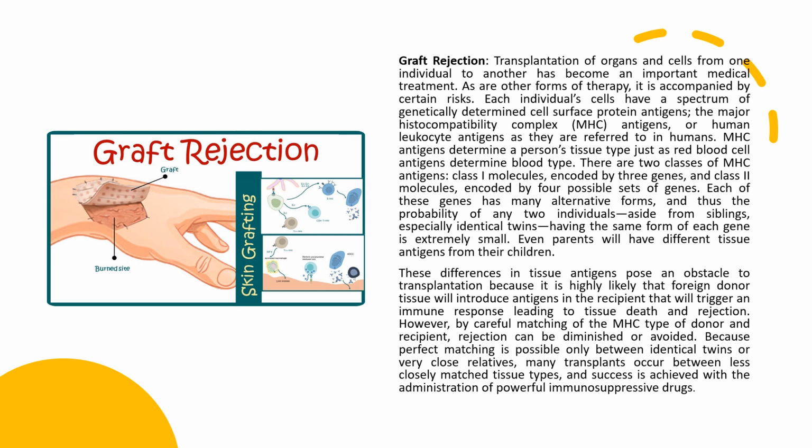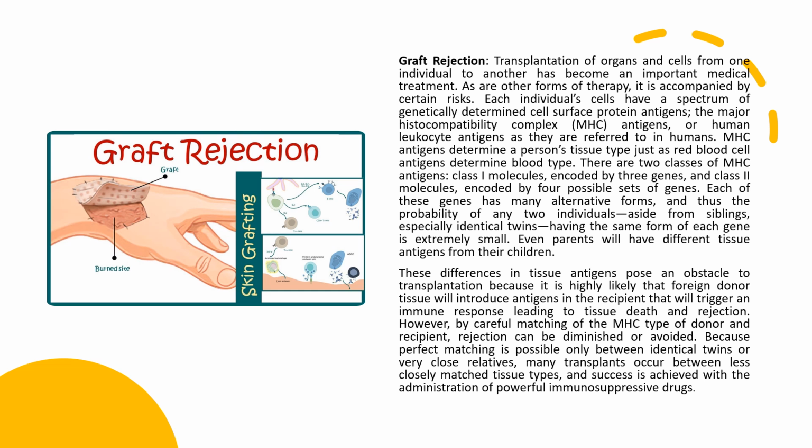Graft rejection. Transplantation of organs and cells from one individual to another has become an important medical treatment. As with other forms of therapy, it is accompanied by certain risks. Each individual's cells have a spectrum of genetically determined cell surface protein antigens: the major histocompatibility complex, or MHC antigens, referred to as human leukocyte antigens in humans.